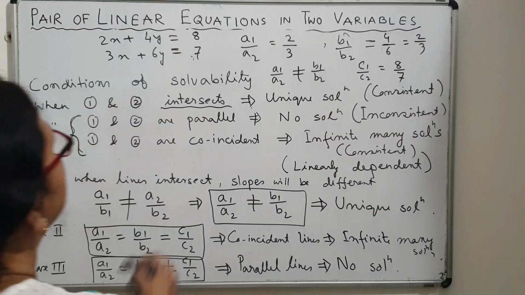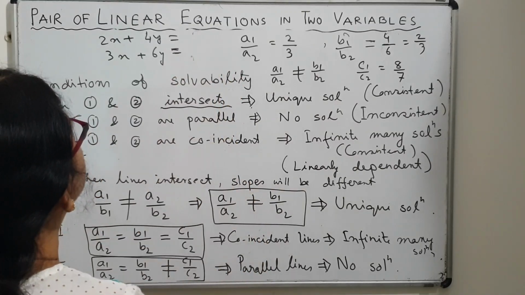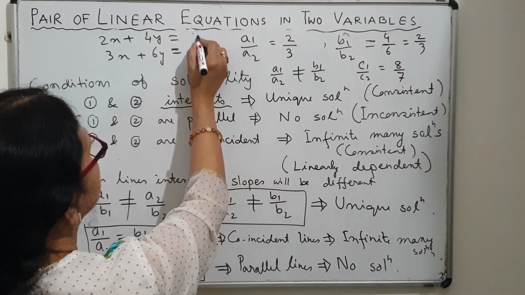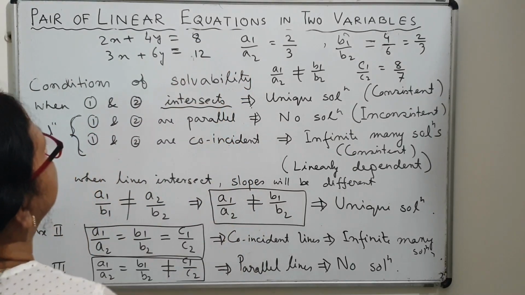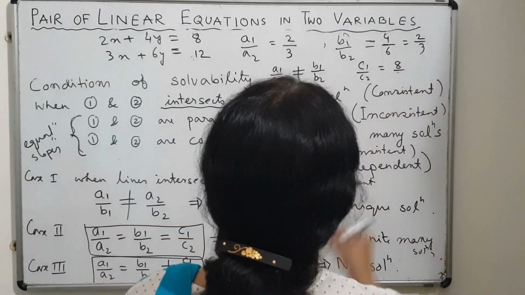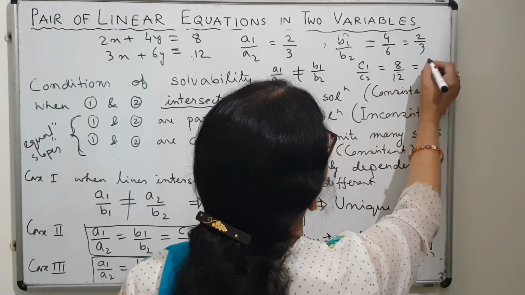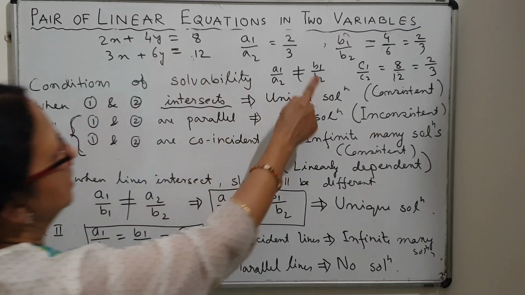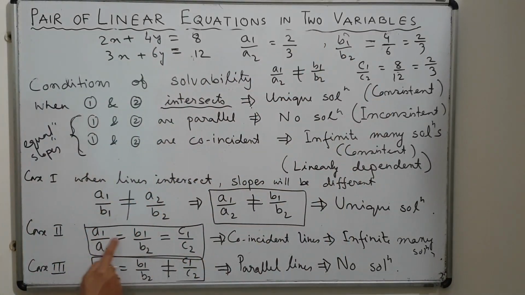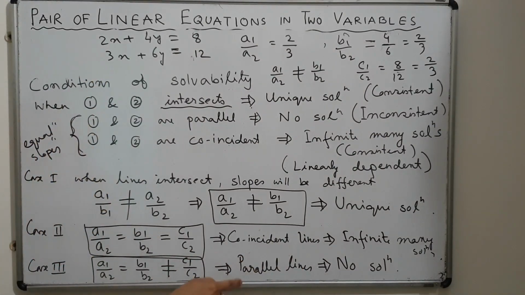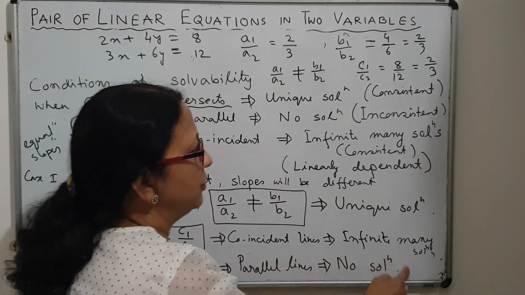And suppose if this is like this, okay, like this. Then what will be c1 by c2? Then c1 by c2 will be 8 by 12. Then again it is 2 by 3. So in this case, all the three ratios are equal. Then this condition is satisfied. So then we can say that these two lines will be coincident lines. So it will have infinite many solutions.